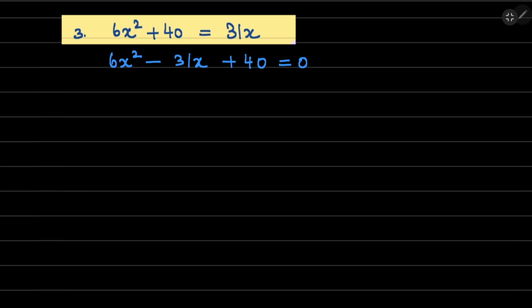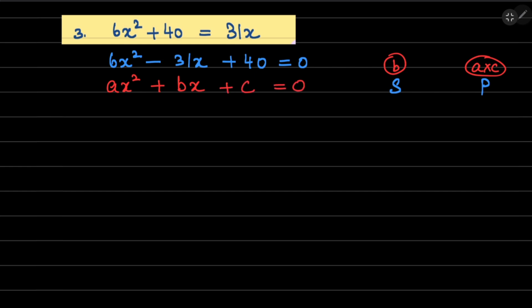So this is the standard form. Now let us use the same method, the middle term splitting method. The sum will be your b term and the product will be a into c term. So we have to again compare it with our standard quadratic equation.